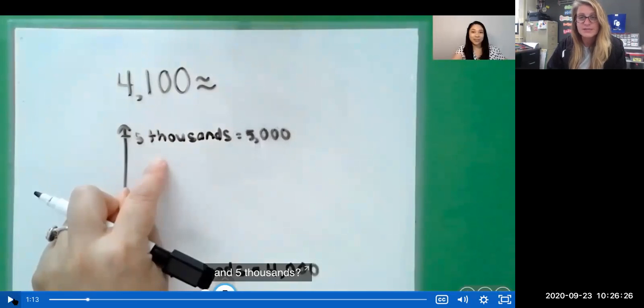Pause your video and really think about this, because I think one of the harder parts of rounding on a vertical number line is thinking about what is halfway between the two numbers that we're possibly going to be rounding to.